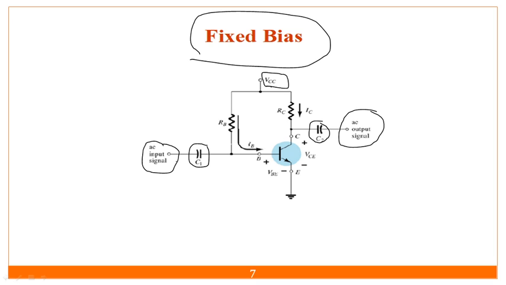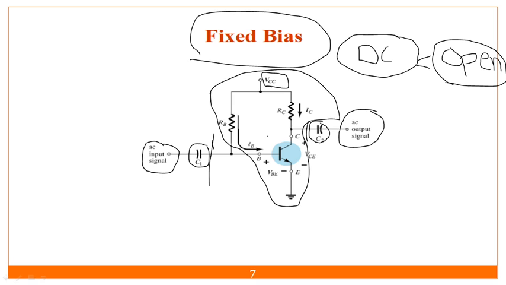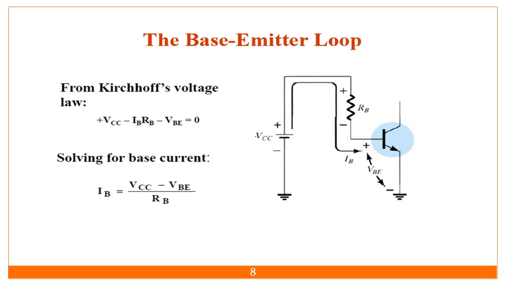Its job is to restrict the DC signals. As far as DC analysis is concerned, the capacitor will be open circuited. A capacitor acts as an open circuit in DC. So these capacitors will vanish, and the remaining circuit is only this, without the capacitors. So what do we have to do?